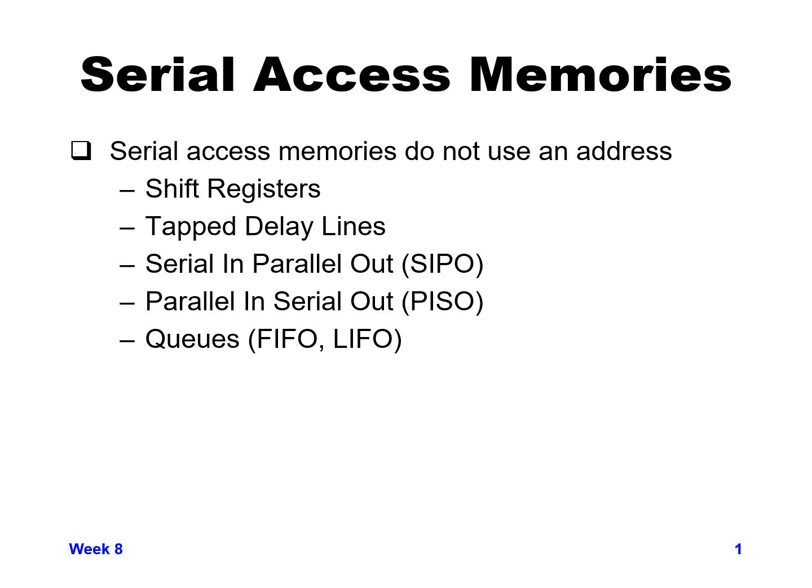Some examples of serial access memories that we'll be going into are shift registers, tapped delay lines, serial input parallel output, which is called SIPO, parallel input serial output, which is PISO, and queues, FIFO and LIFO, which are first in, first out, or last in, first out. And we'll be going into each one of those in the next set of foils.